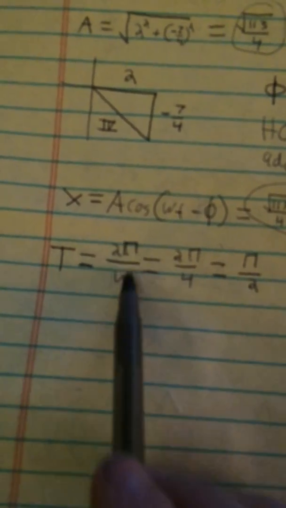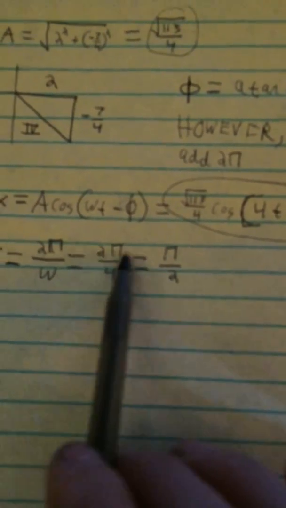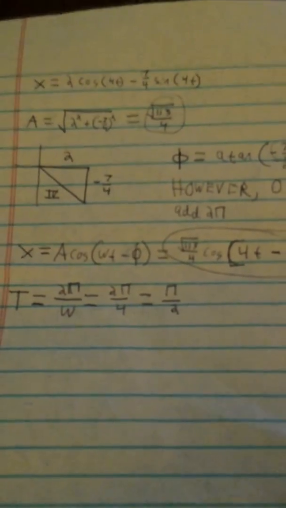The last part of this problem asks for the period. The period is going to be 2 pi over your gamma. In this case, our gamma is 4. So 2 pi over 4 becomes pi over 2. And that's it. I hope that clarifies things for you.